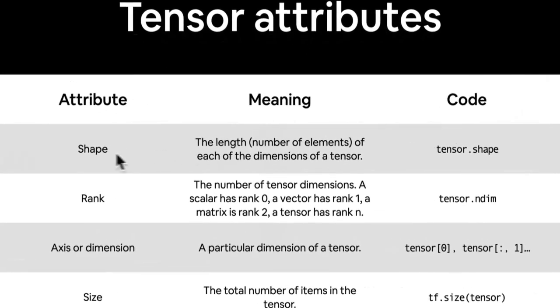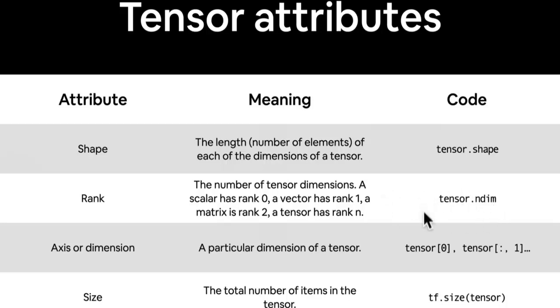And the meaning here, the shape is the length or the number of elements of each dimension of a tensor, and we can get that by going tensor.shape. The rank, the number of tensor dimensions. For example, a scalar has rank 0 or 0 dimensions. A vector has rank 1 or 1 dimension. And a tensor has rank n or n dimensions, where n can be almost any number, 0 and above. And then we can get that by going tensor.ndim.